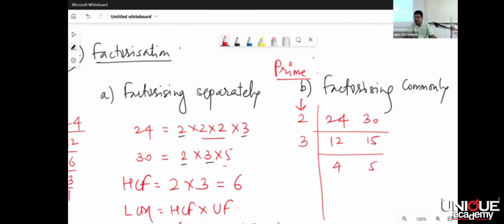Is it clear? To get LCM, meaning the smallest number which is divisible, we have to divide by prime numbers only. Is it clear? Now, 4 and 5 being consecutive natural numbers, they don't have a common divisor. Here, the numbers by which we have divided the given numbers commonly are only 2 and 3. Their product is the HCF.